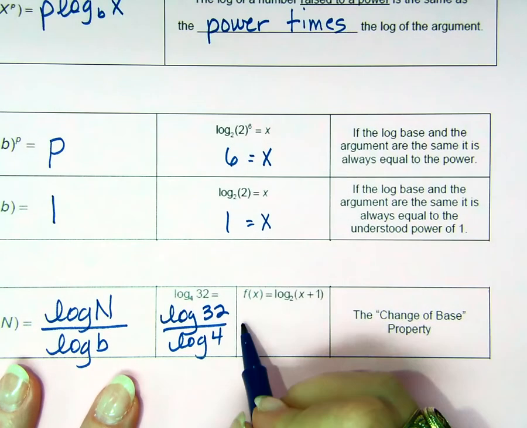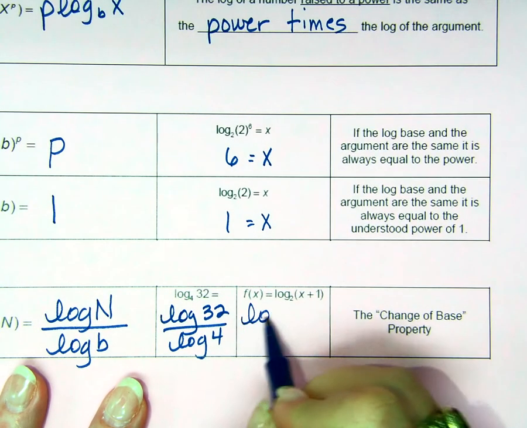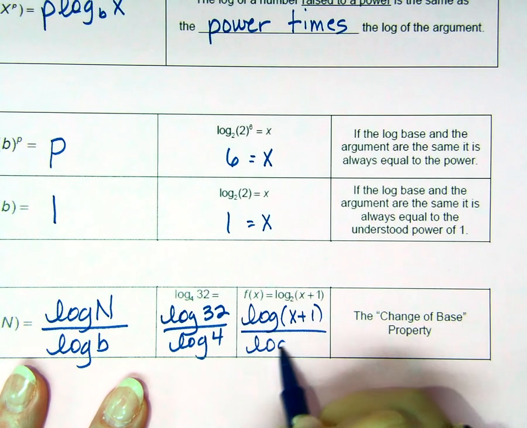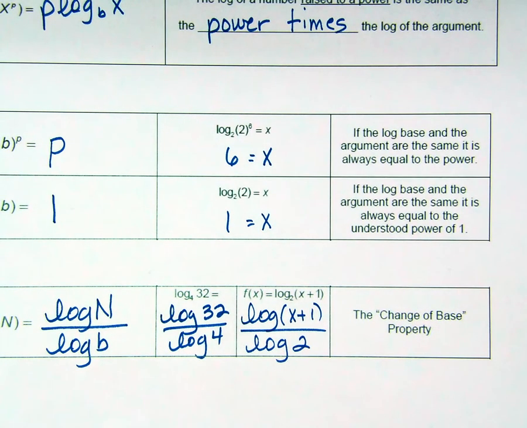What about this one? How would we rewrite that? Log of x plus 1 over log of 2. Everybody okay with that?